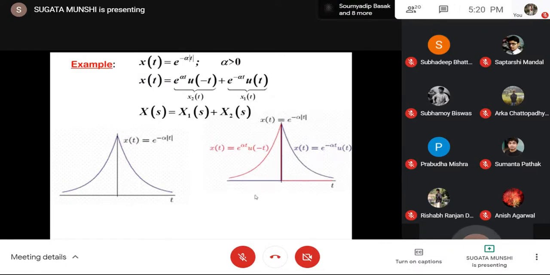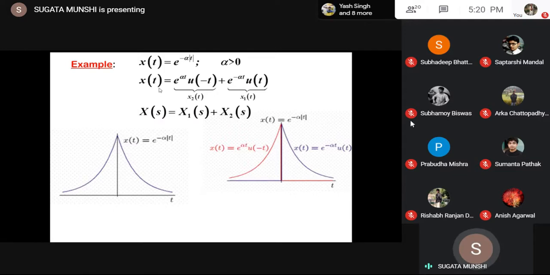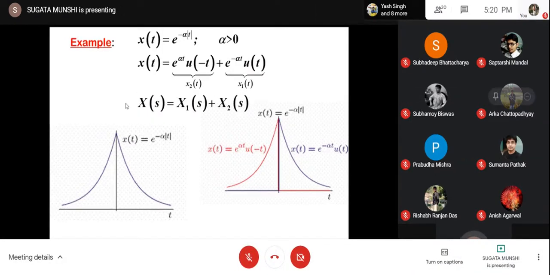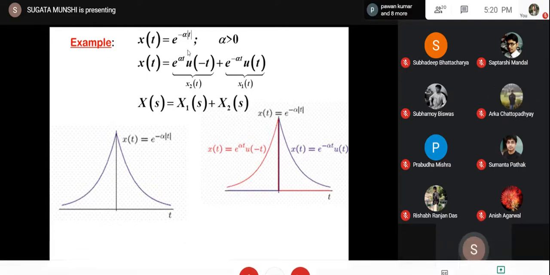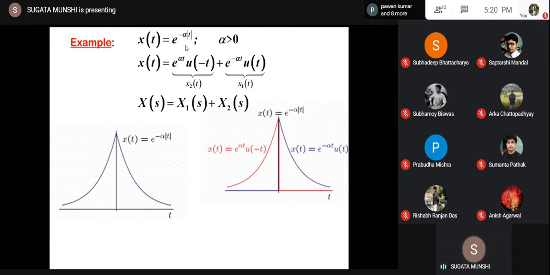I have taken one example. Although this is a very simple example, and without using the unilateral Laplace transform you could have obtained the Laplace transform straightaway, still, for the sake of illustration, I'll consider this two-sided signal, and I will split it up into two parts. One is the causal part and the other one is the anti-causal part. For the causal part, I'll use the knowledge of unilateral Laplace transform, and then convert the anti-causal part into a causal signal.